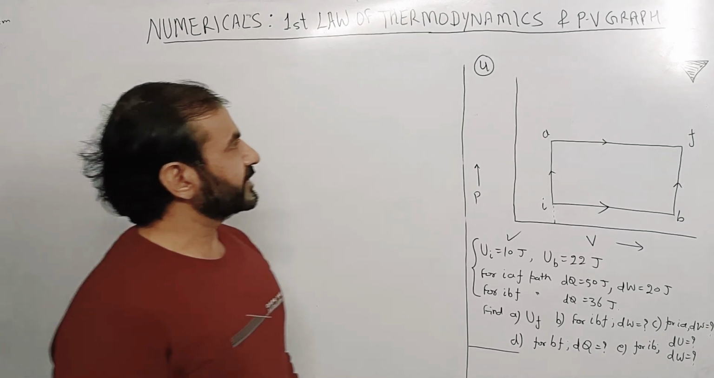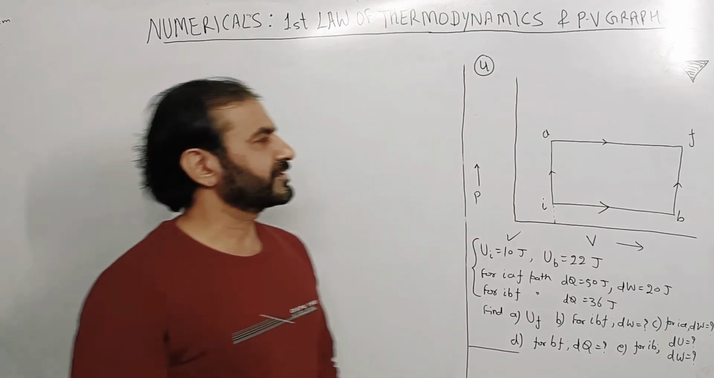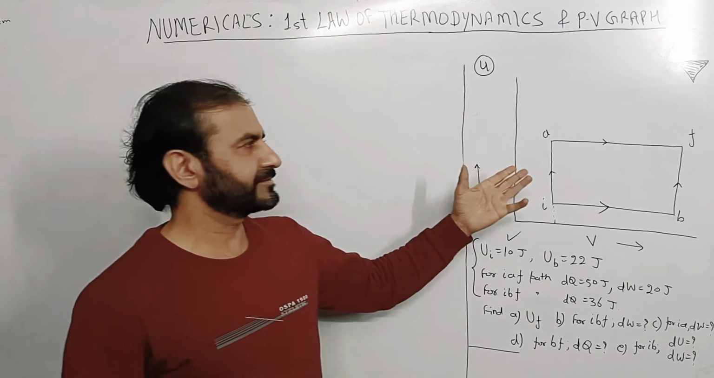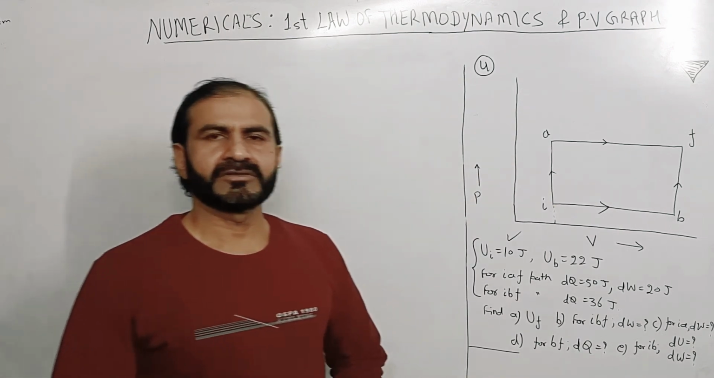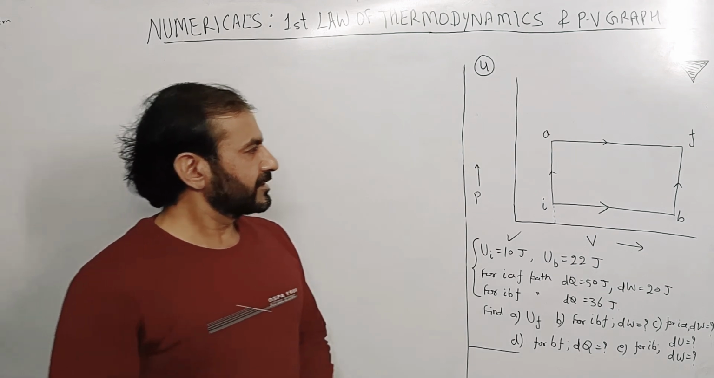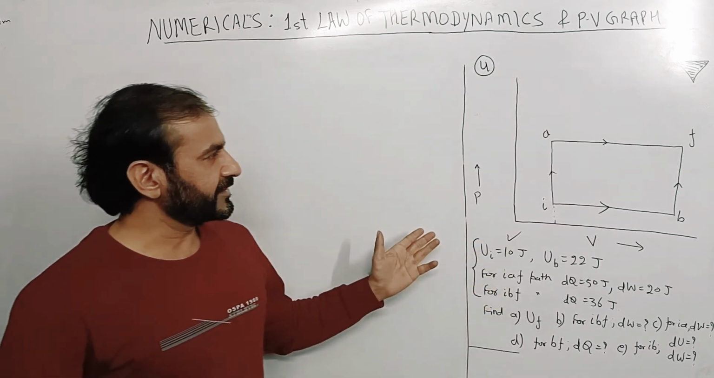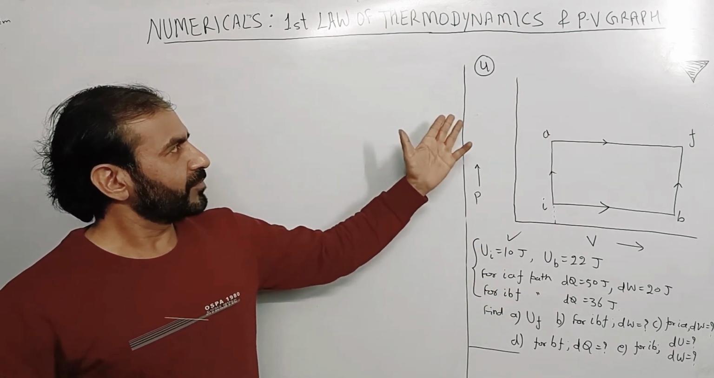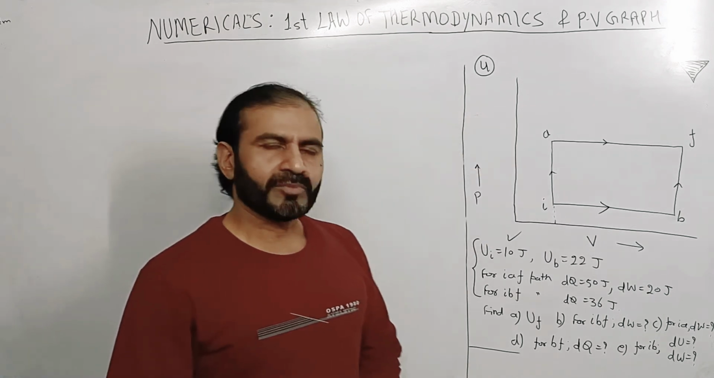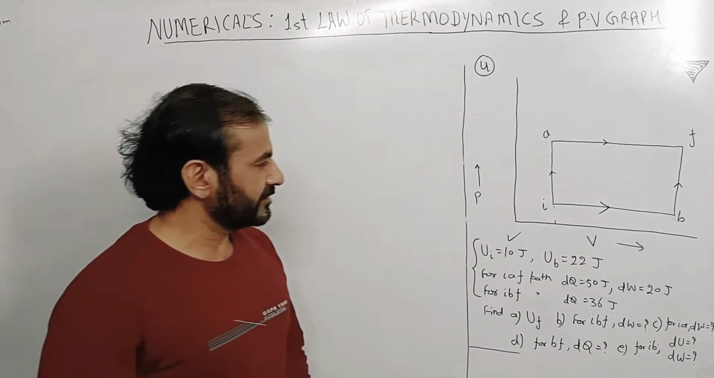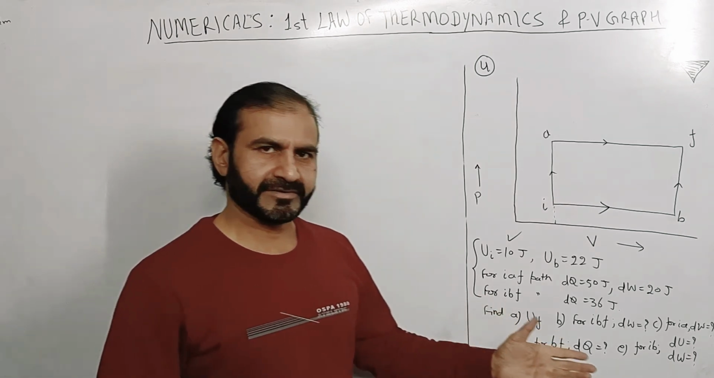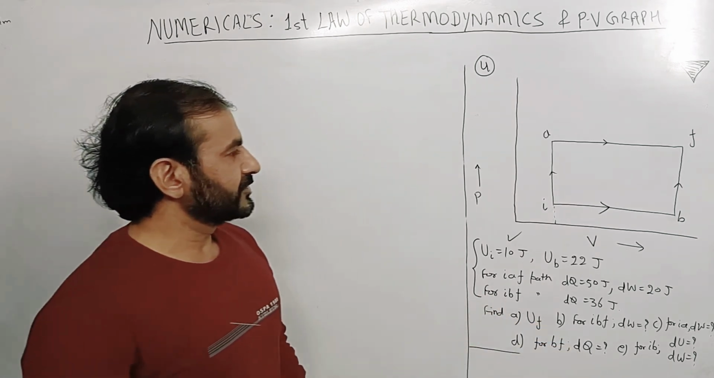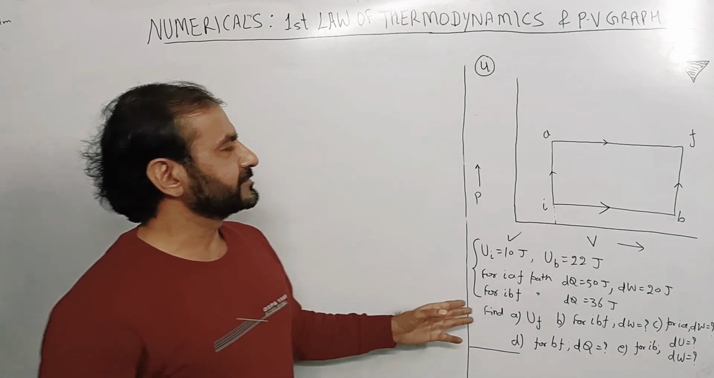We are doing numericals on first law of thermodynamics and PV graph, and this is problem number 4. Other problems I have discussed earlier. Problem number 4, it's a very interesting problem. There are many parts in which many things will be cleared. So first of all, understand the problem.